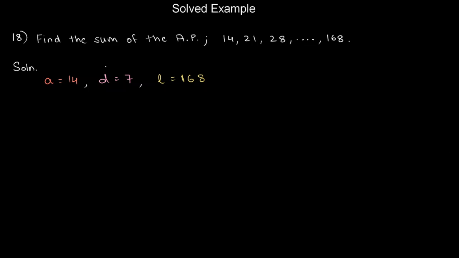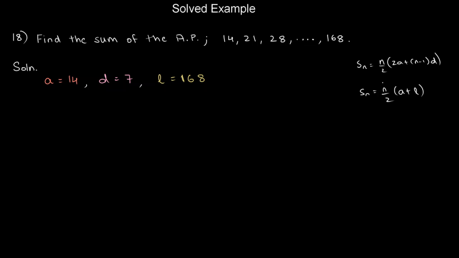Okay, so I want to find the sum of this particular arithmetic progression. If you guys remember, we have two formulas to calculate the sum, right? So Sn is equal to n upon 2 into 2a plus (n minus 1) into d. This is one formula. And the other formula is Sn is equal to n upon 2 into (a plus l), right? So these are the two formulas we've got.